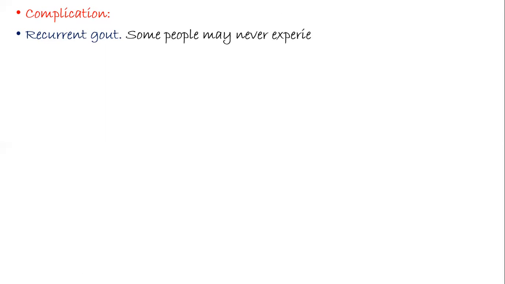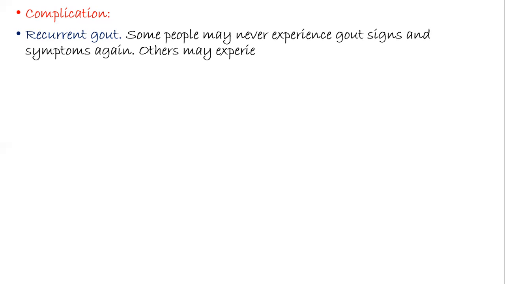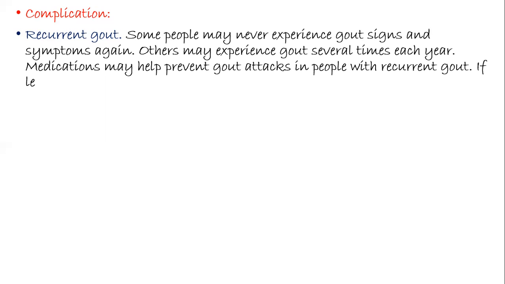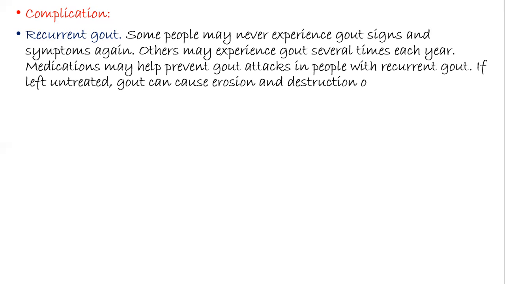Now let's take a look towards the complications. What are the complications of gout? The first is recurrent gout. In recurrent gout, people experience the attack several times in each year. Some people never experience the signs and symptoms of gout, but some people have recurrent symptoms of gout. The medications might help to prevent these attacks of recurrent gout. If this type of gout is left untreated, then it can cause erosion and destruction of the joint.